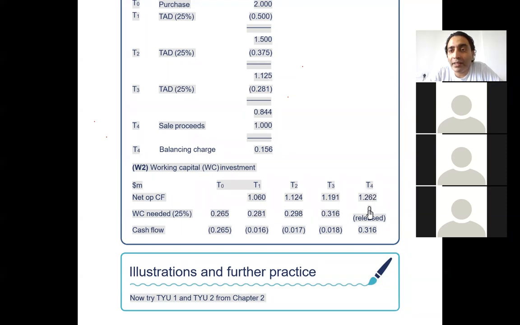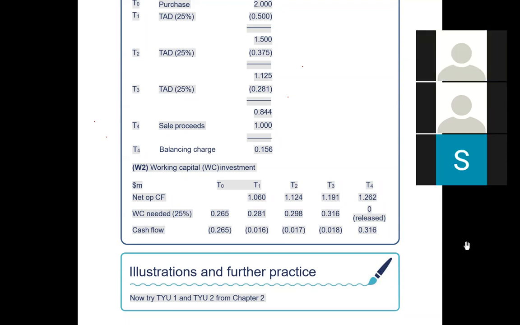T4 में क्या करना है सर? T4 में working capital withdraw किया जाएगा, because the project is done. Project complete हुआ तो all the working capital will be withdrawn. So how much working capital will remain in the project? Zero, because the entire thing you will withdraw. Guys, are you understanding this? Yes, sir. Those who have studied FM, जिन्होंने FM पढ़ा है, उनको तो बहुत इजी होगा.